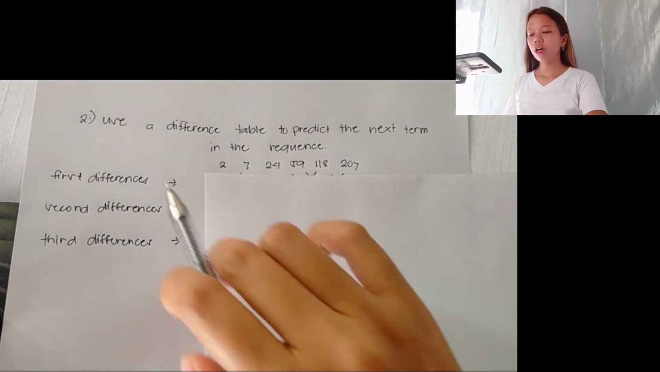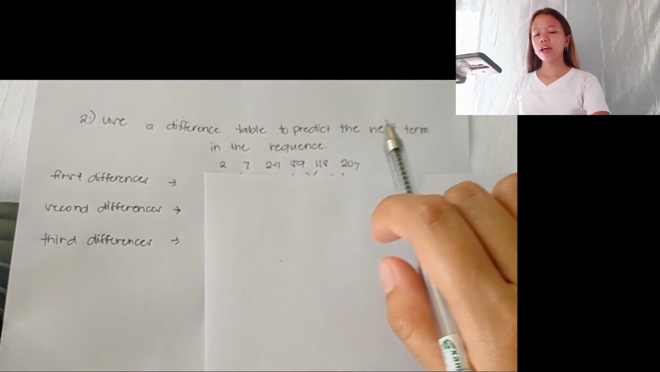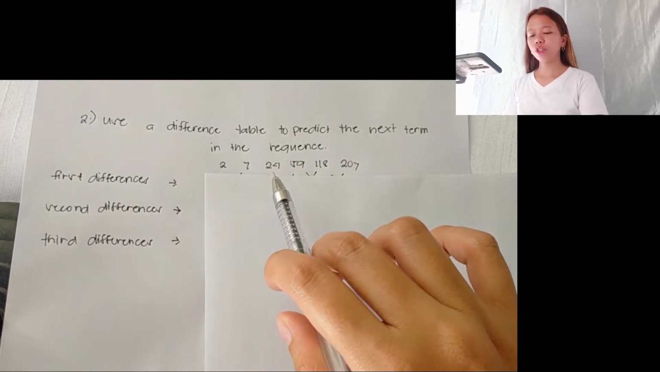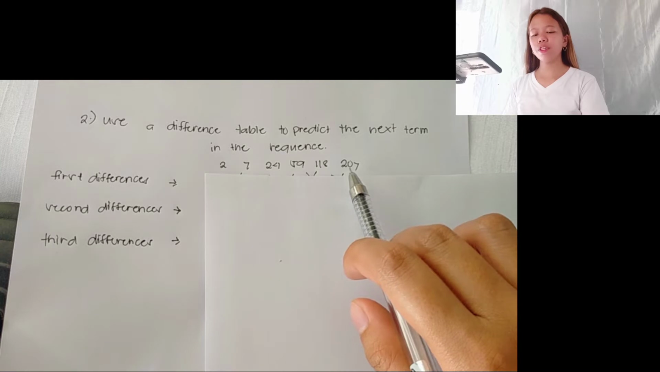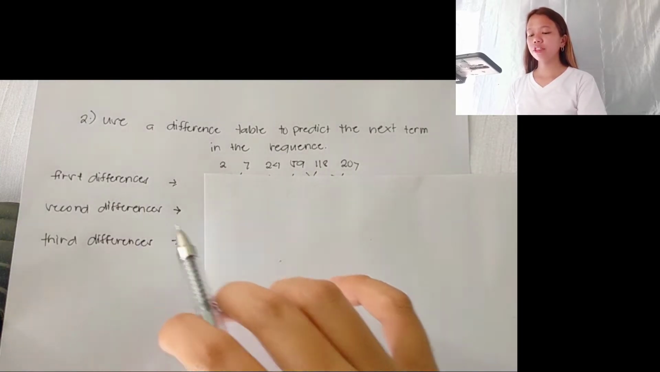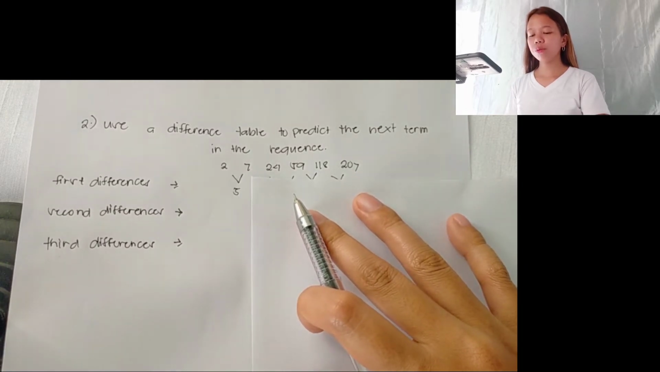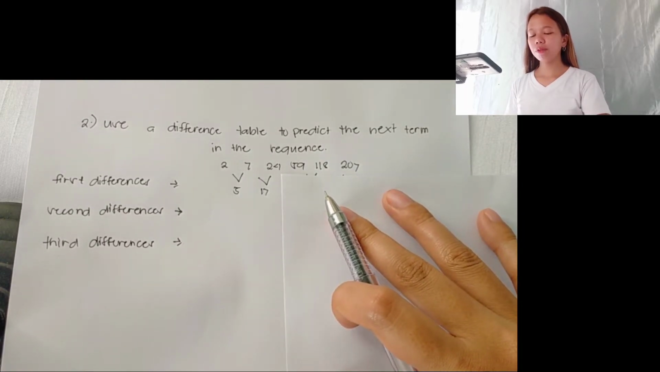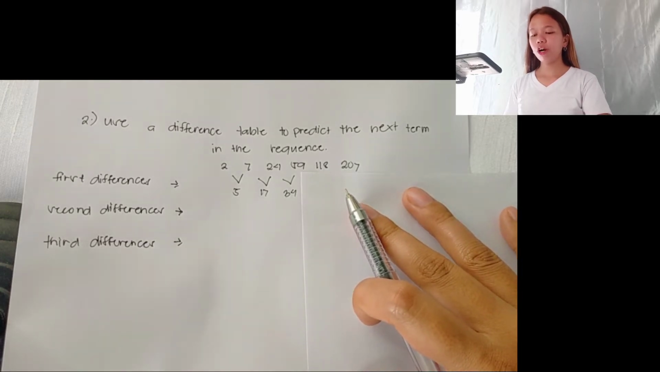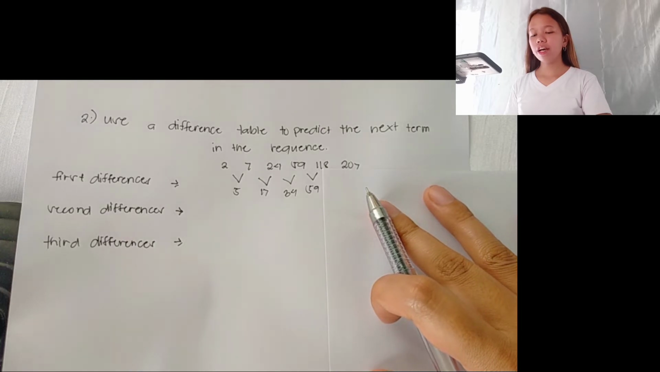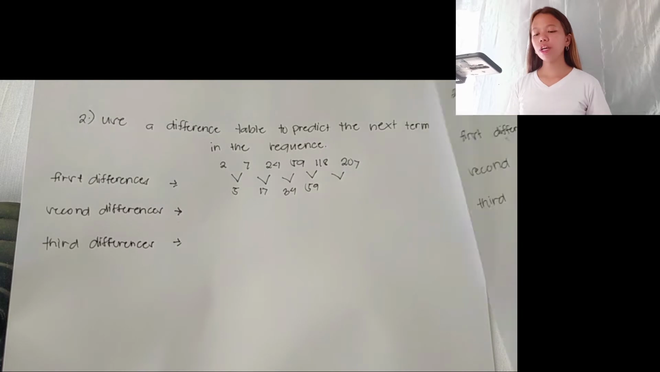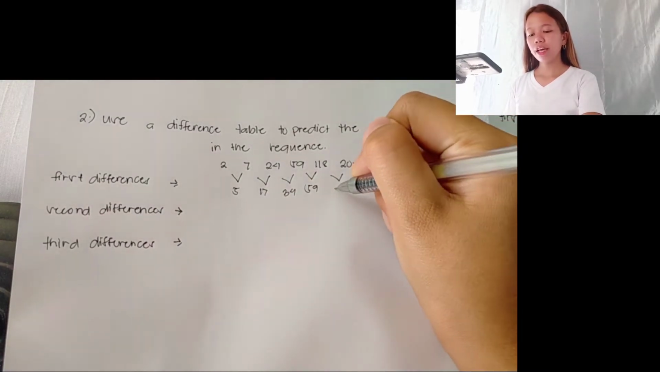Problem number 2. Use a difference table to predict the next term in the sequence. These are the numbers 2, 7, 24, 59, 118, and 207. So to get the next term, let's first find the first differences. 7 minus 2, that would be 5. 24 minus 7, that would be 17. 59 minus 24, that would be 35. 118 minus 59, that would be 59. And 207 minus 118, that would be 89.